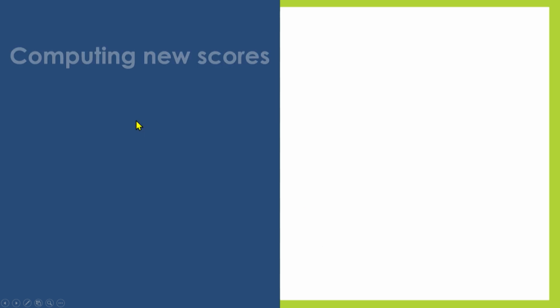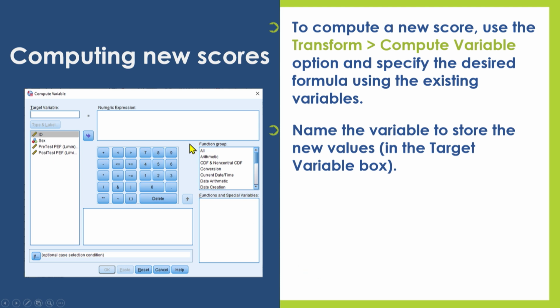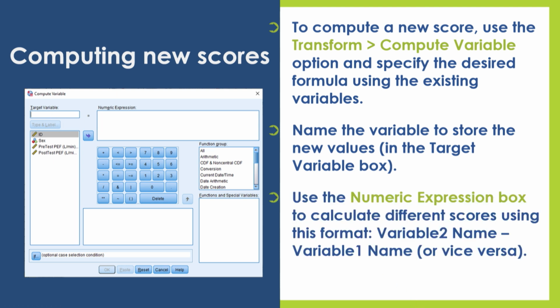Computing new scores. To compute a new score, use the Transform, Compute Variable option and specify the desired formula using the existing variables. Here you may write the numeric expression for the new variable you want to create. Enter the name of the variable to store the new values in the Target Variable box, which is located here. Use the Numeric Expression box to calculate different scores using this format.